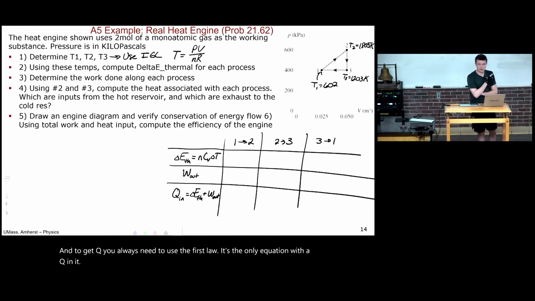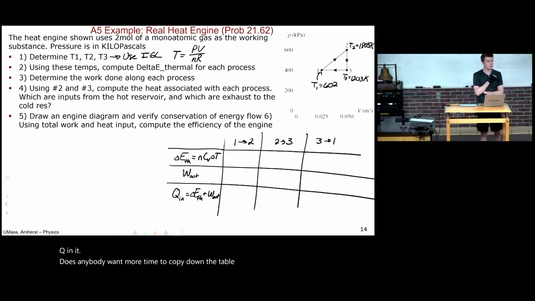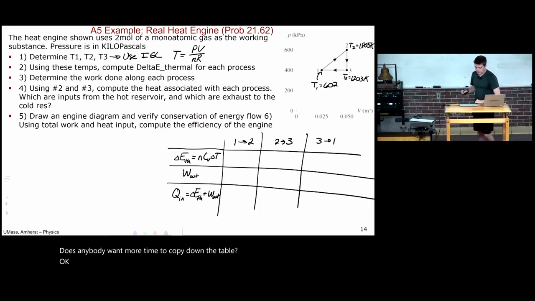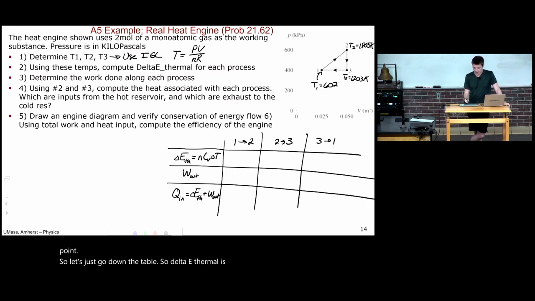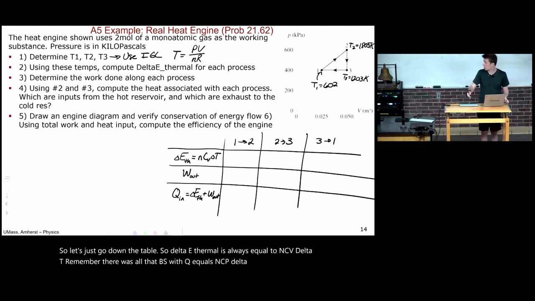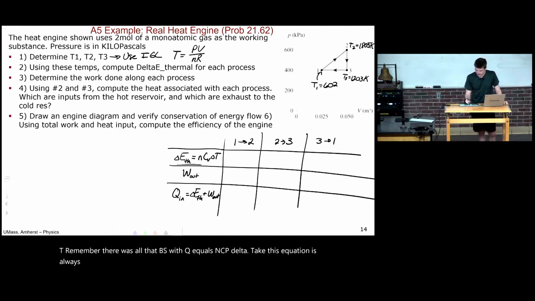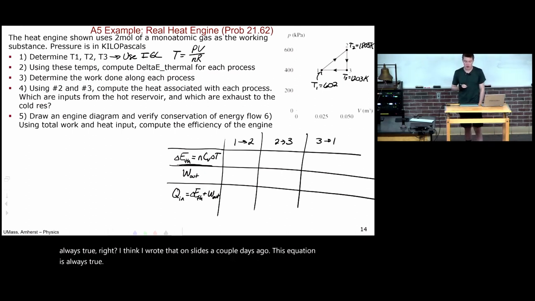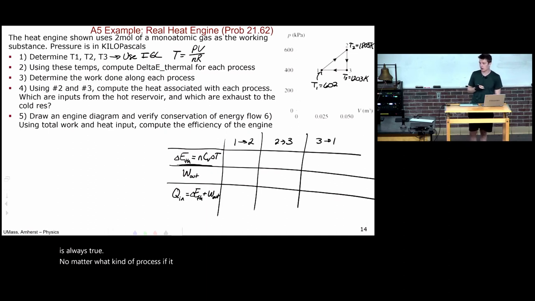Does anybody want more time to copy down the table? Okay. So I have all the temperatures. I know everything about the gas at every point. So let's just go down the table. So delta E thermal is always equal to N C_V delta T. Remember, there was all that BS with Q equals N C_P delta T. This equation is always true, right? I think I wrote that on slides a couple days ago. This equation is always true, no matter what kind of process. If it was isochoric, isobaric, adiabatic, it doesn't matter.